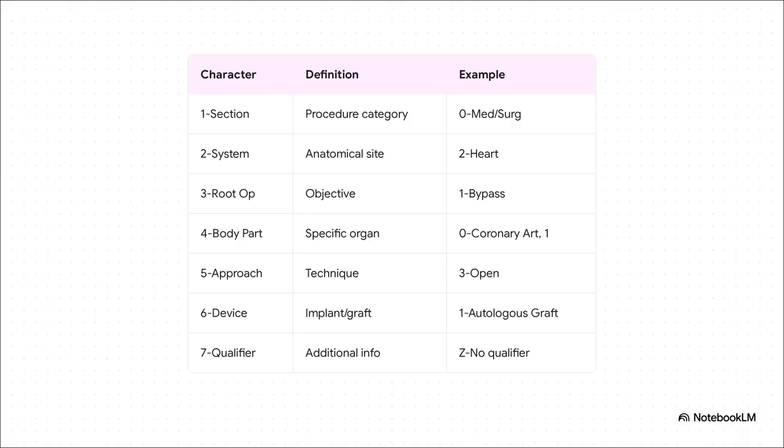Let's map this out using the standard 7-character PCS structure for a CABG. If we're using an open approach with an autologous artery graft for a single site, our code comes out to 021003Z. Look at how each character tells a very specific part of the story. Character 3 is our root operation, 1 for bypass. Character 5 is our approach, 3 for open. Once you see it laid out like this, it's actually a highly logical system.